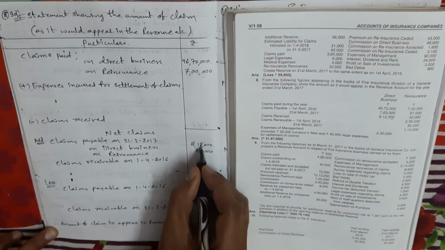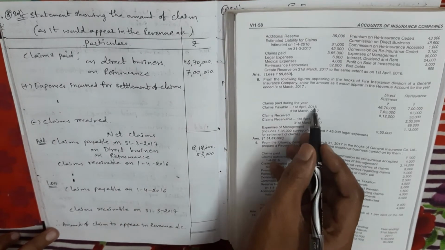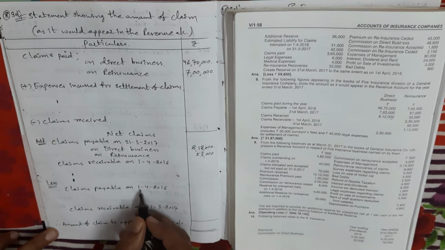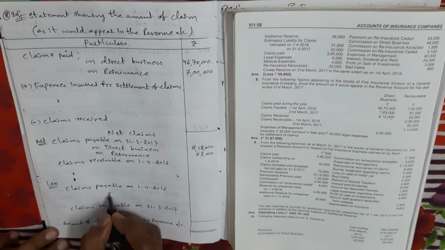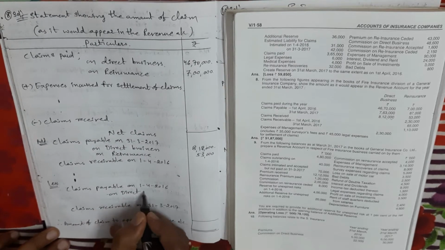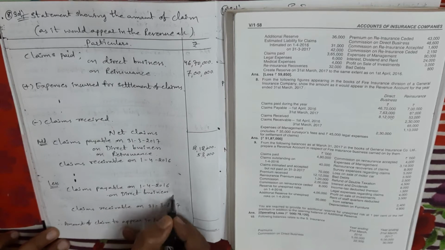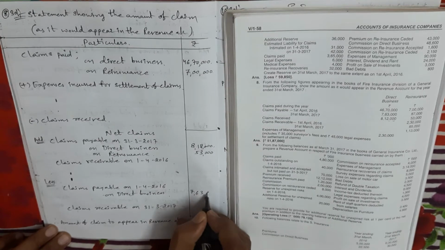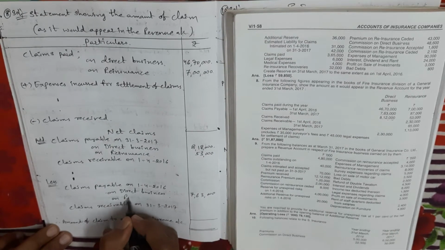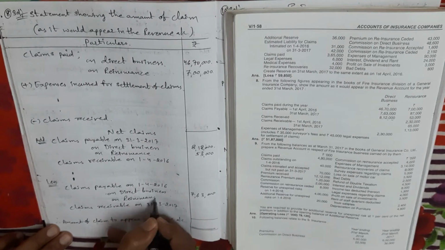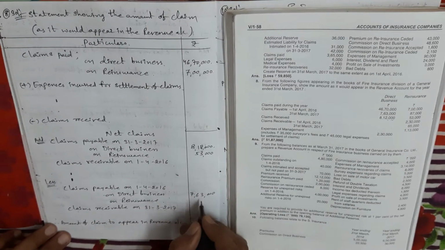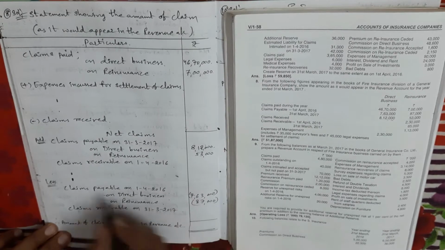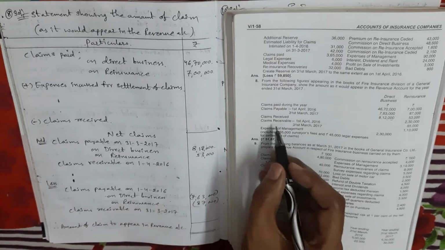These two amounts we have to add, and the opening balance we have to subtract. So claims payable at the beginning of the year, or on 1st April 2016. First, on direct business, claims payable amount at the beginning of the year is 7 lakhs 63,000. Next, on reinsurance, claims payable amount at the beginning of the year is 87,000. These two amounts we have to subtract, less.